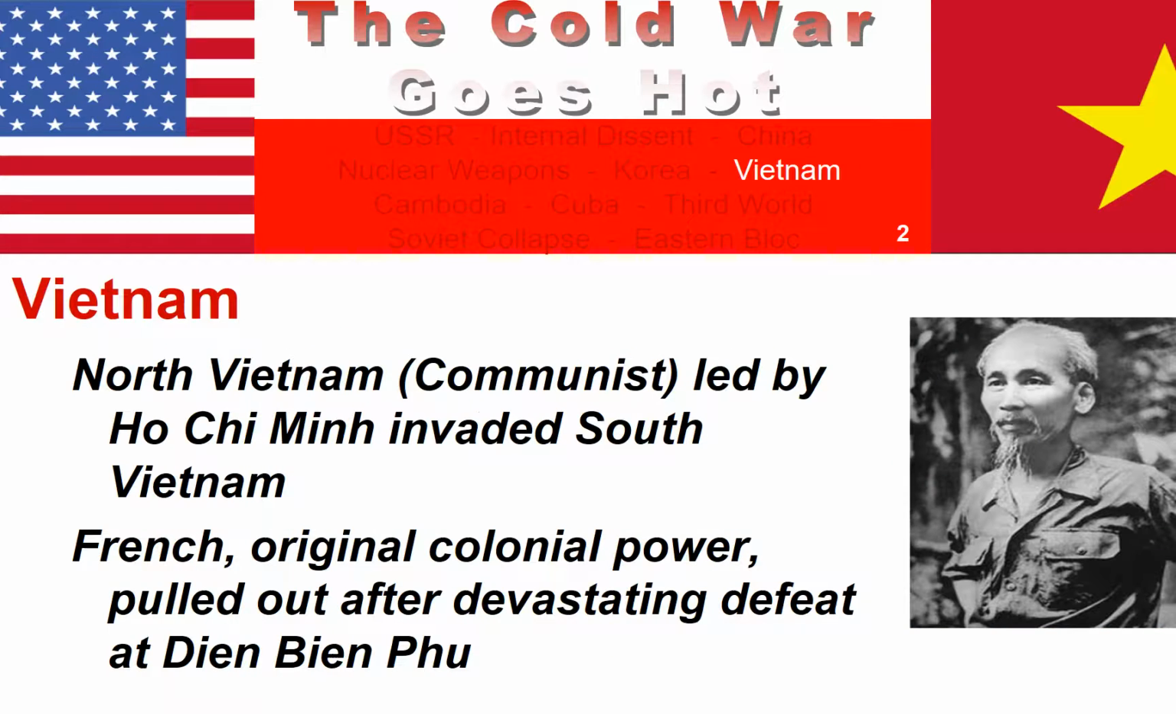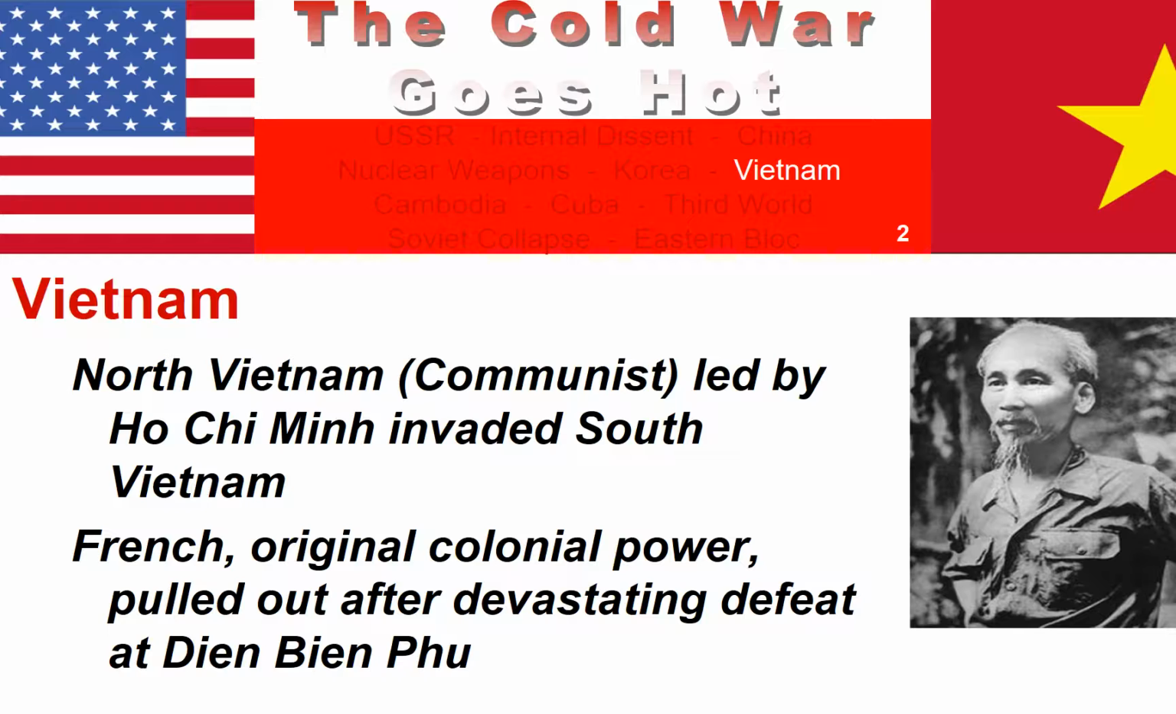But there are other places that have also had conflicts between the United States and the Soviet Union or Chinese communism. Vietnam is one. North Vietnam invaded South Vietnam under the leadership of Ho Chi Minh. The French were there originally. It was their original colonial power. However, the French were unable to withstand the attacks of the North Vietnamese army with help from the Soviet Union. The French were pretty much eliminated from any influence in the area after losing a battle at Dien Bien Phu.